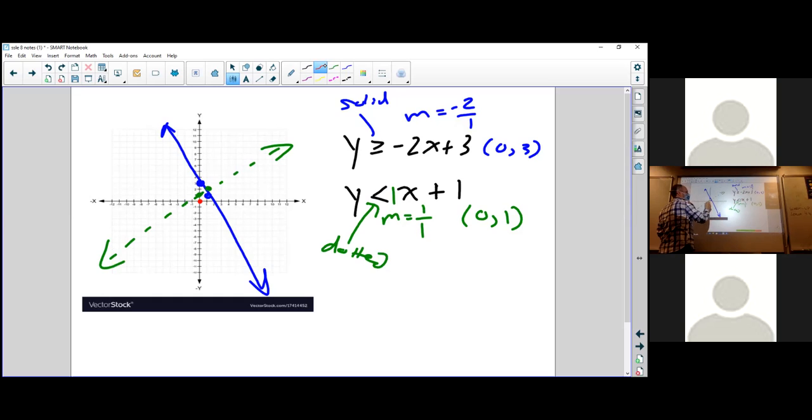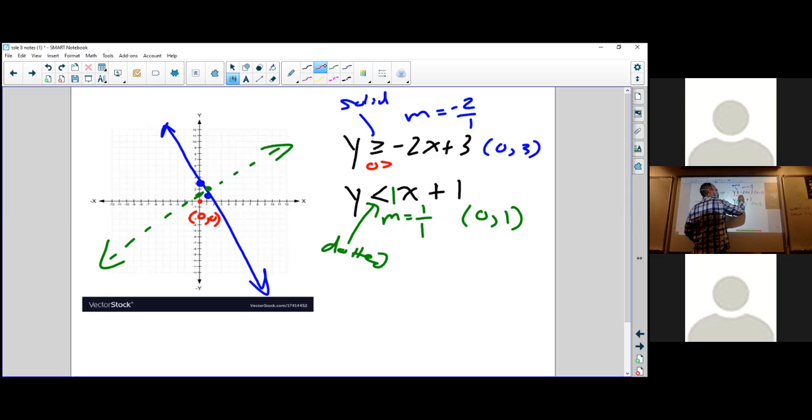This test point right here, 0, 0, works. That's the best test point ever. Let's see if we can find 0, 0. If it's true, true, we shade down there. If it's true, false, it's not down there.